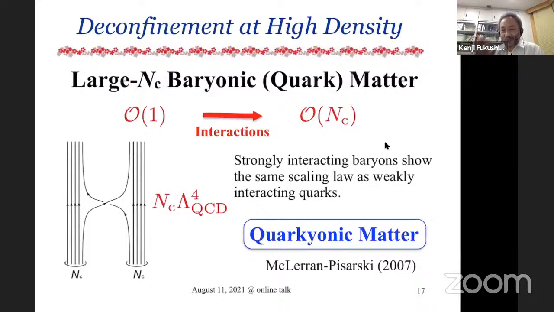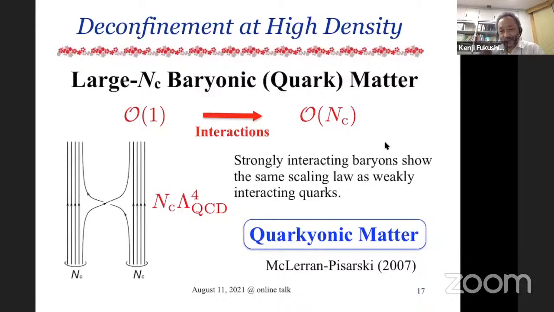But suppose that there are so many quarks and gluons, and the color number is infinitely large. Then the pressure of the baryonic matter is expected to be of order 1. But the quarks are colored objects, and so the pressure of quarks is expected to be of order NC, right? But they found that if you consider the baryonic pressure, the baryons should interact very, very strongly. Such an interaction potential gives you the pressure of order NC, and that comes from the quark exchange.